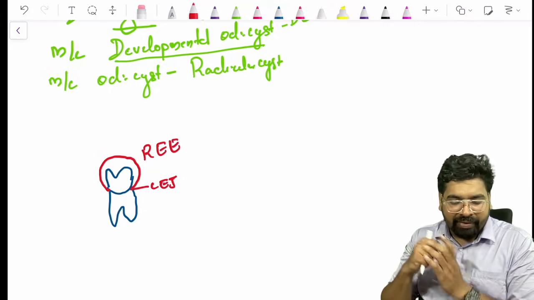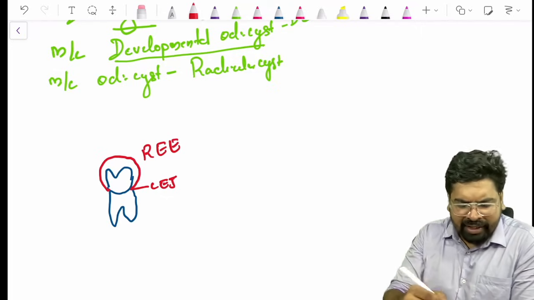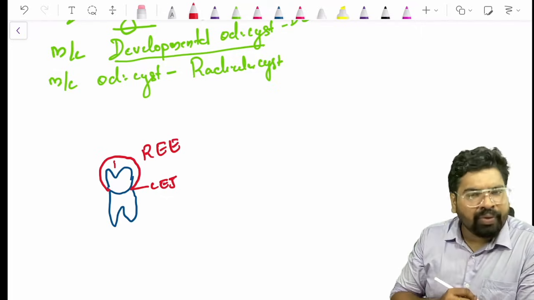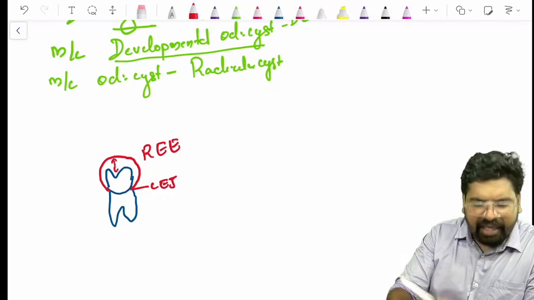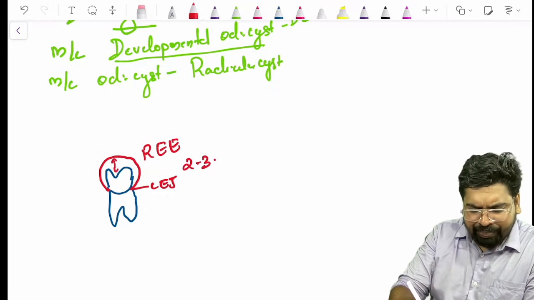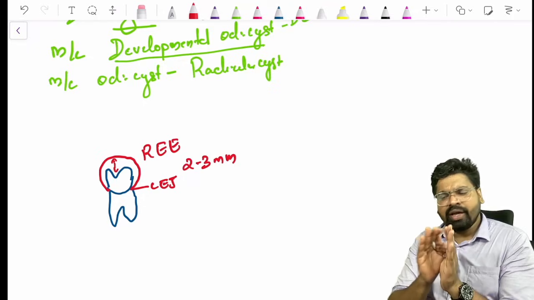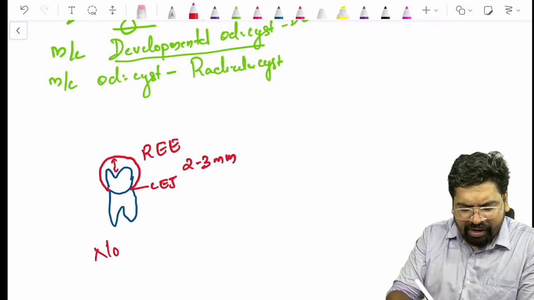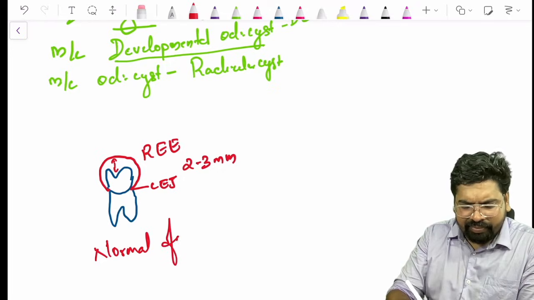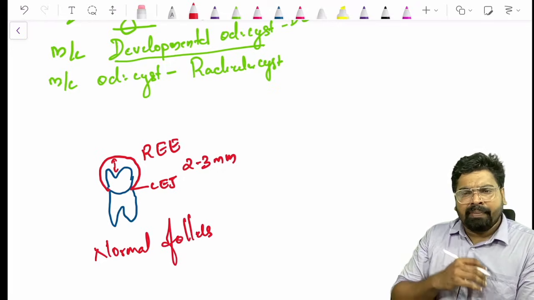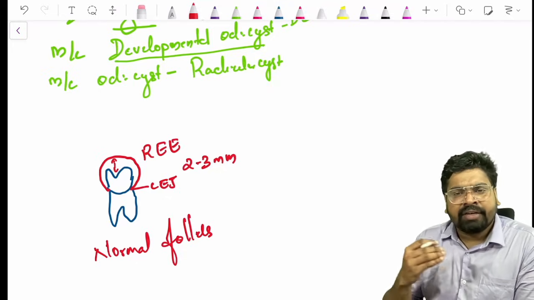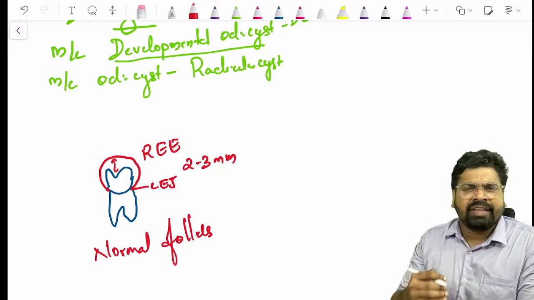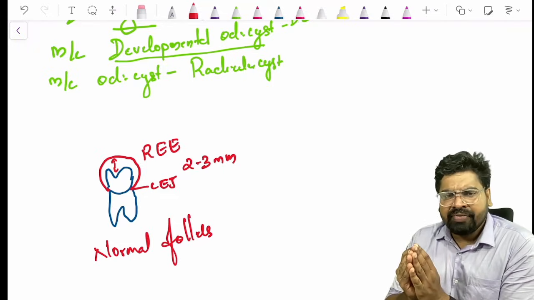Now the problem is, in a normal tooth, the gap between this REE and the crown is just 2 to 3 mm. Up to 2 to 3 mm, it is okay. That is a normal follicle. But sometimes in some teeth the follicular space is a little bit larger. You can see it in the radiograph.